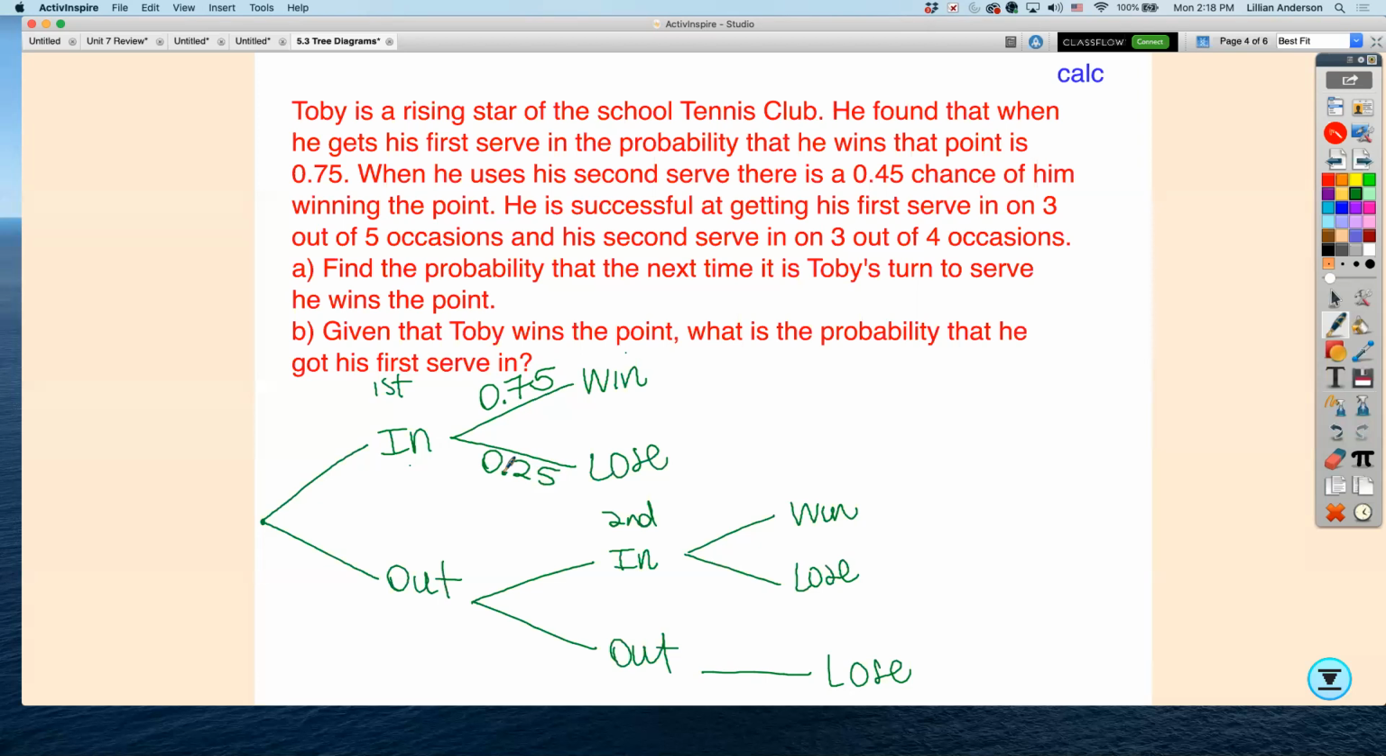Now it says when he uses his second serve. So he's got to use his second serve. There's a 0.45 chance of him winning the point. So if he gets it in, he's going to win 0.45. Which means he's going to lose 0.55.